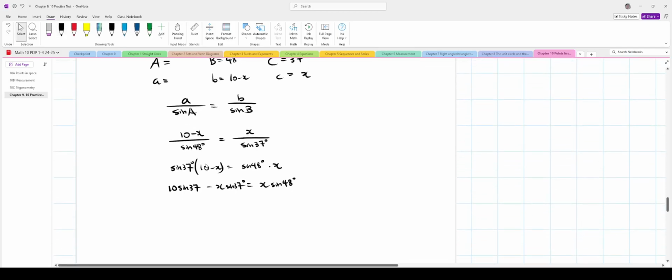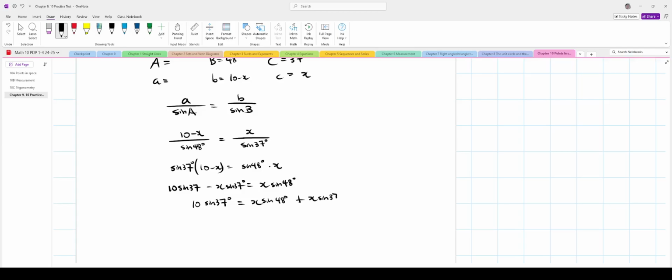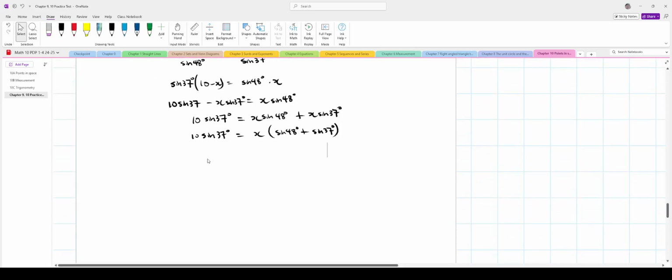Now I'm going to collect like terms for the x values. I'm going to put x sine 37 on the right hand side, and then factor out x. And then finally divide both sides by the sine of 48 plus sine of 37.